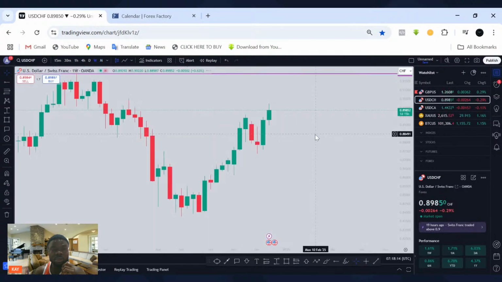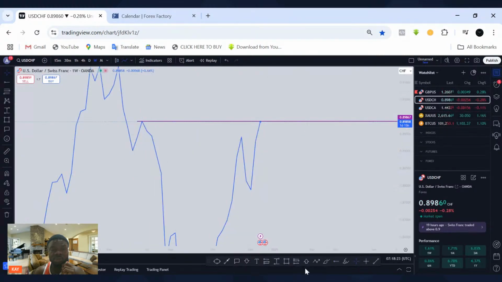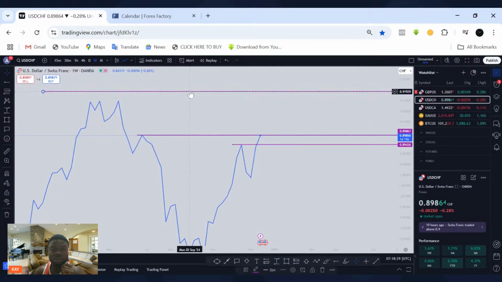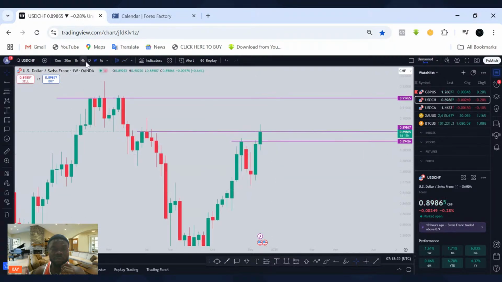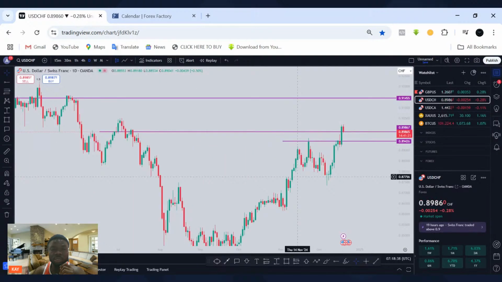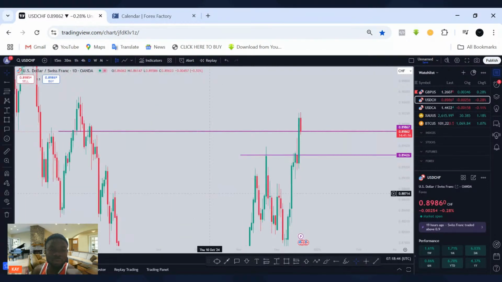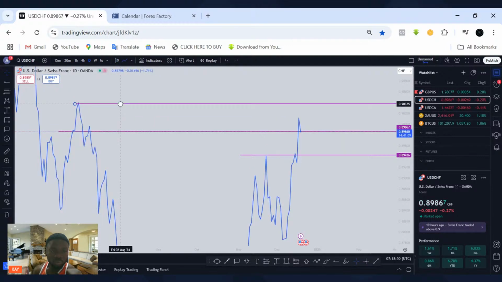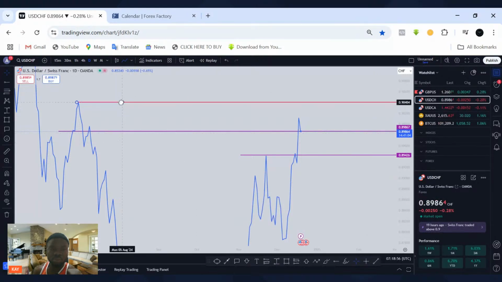Looking at the weekly time frame, we had this resistance too as well. We're having this resistance too over here. That's the weekly time frame. So what's the trend for the weekly time frame? An uptrend. Looking at the daily time frame, the trend is also what? An uptrend as well. It's also an uptrend.